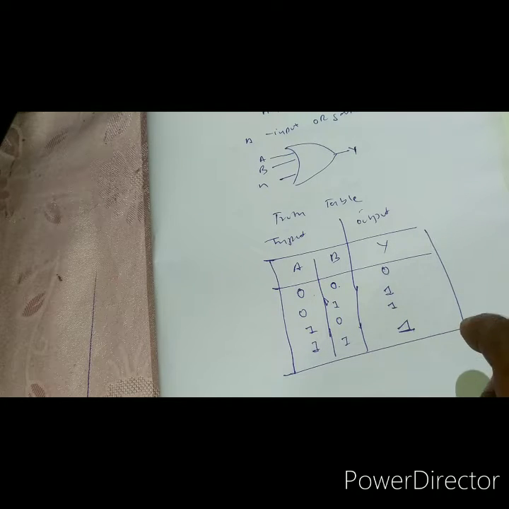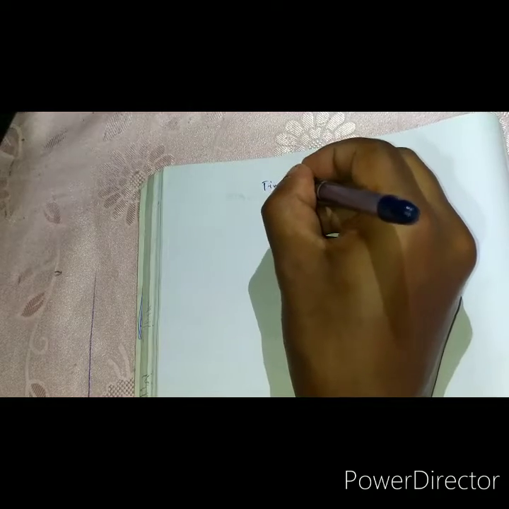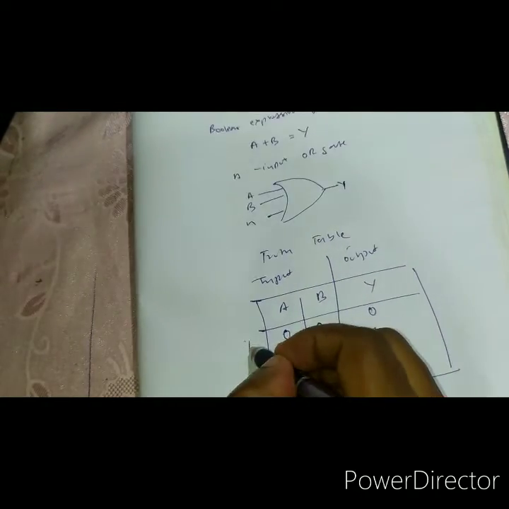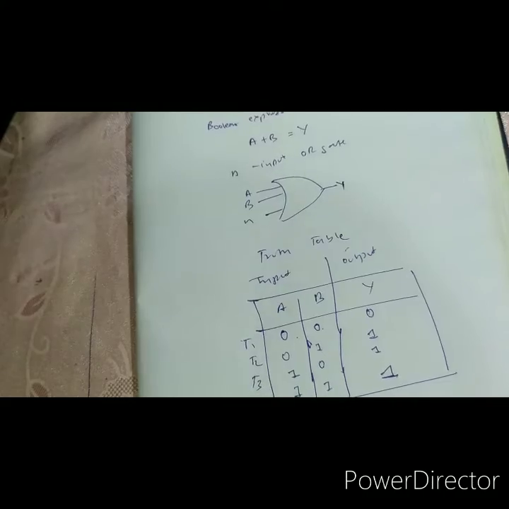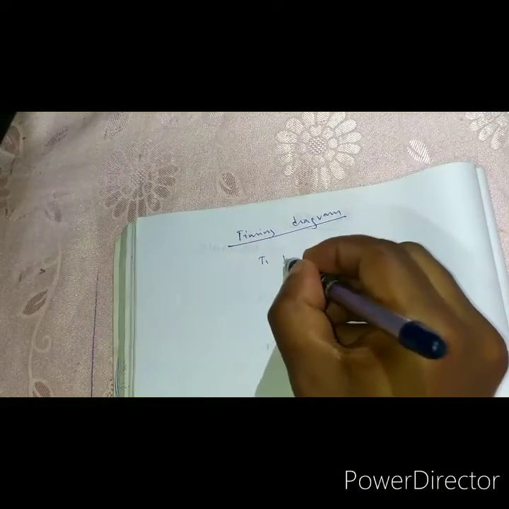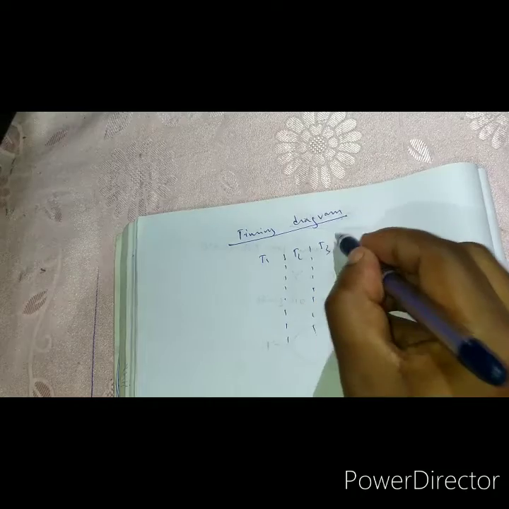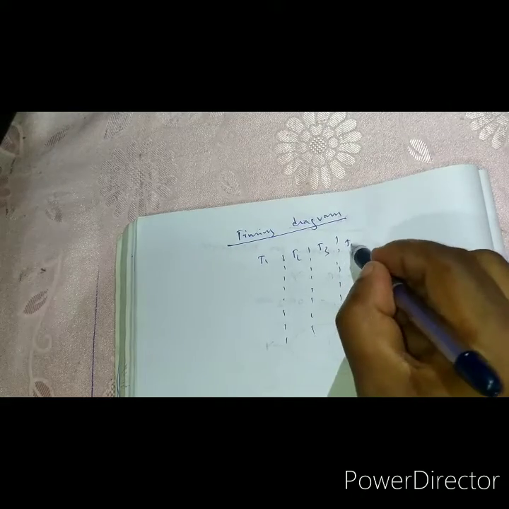Now, following with the timing diagram for the OR gate. So the timing diagram for the OR gate: this is T1, this is T2, this is T3, this is T4.